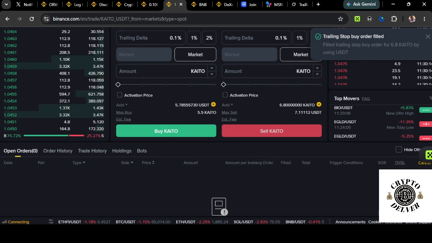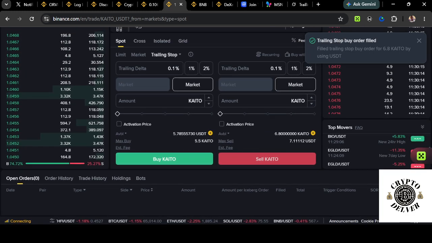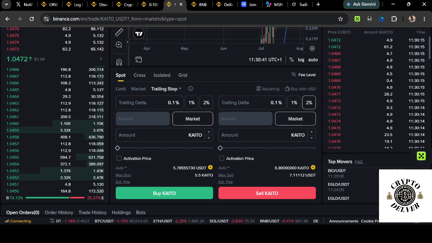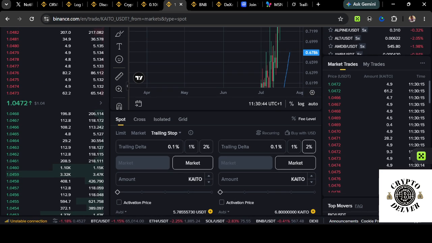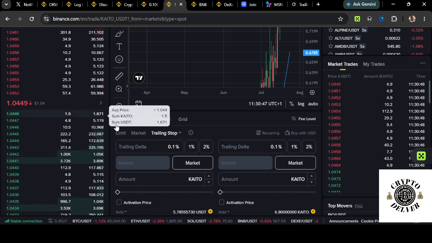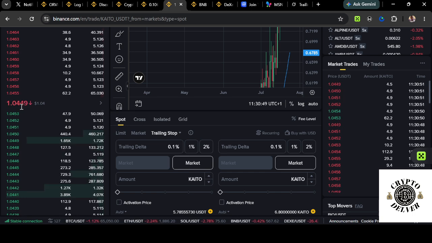Okay, so now as you can see here, oh, it has filled and it has executed. So it says trailing stop. Immediately I did it, 0.1% was actually a lot of gap, just a little gap. So you see what happened here. It came down, it moved 0.1%, immediately it bought for me because I used market.